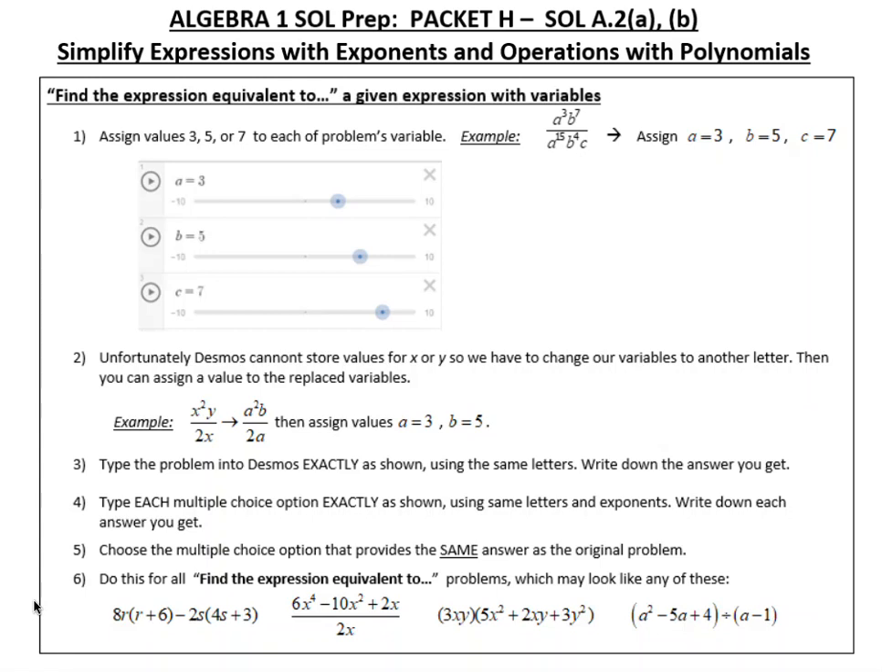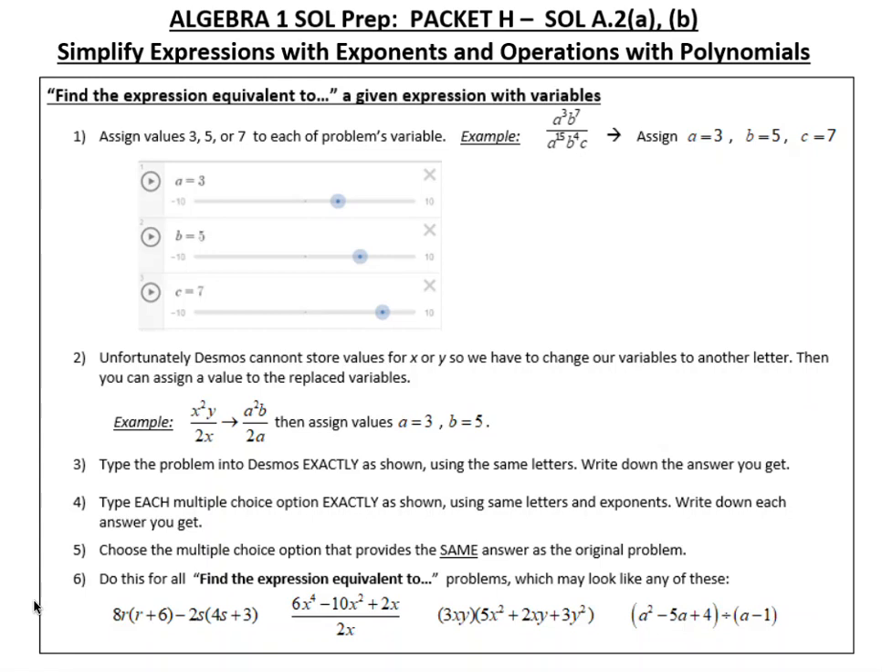You want to use the numbers 3, 5, and 7, and you are plugging those numbers in for each variable in the problem. Now, you do have to be careful because Desmos cannot plug in numbers for x or y, so you might have to change the variables from x and y to a and b. After that, you want to type the problem into Desmos exactly as it's shown with the letters and everything. Then you write down the answer you get.